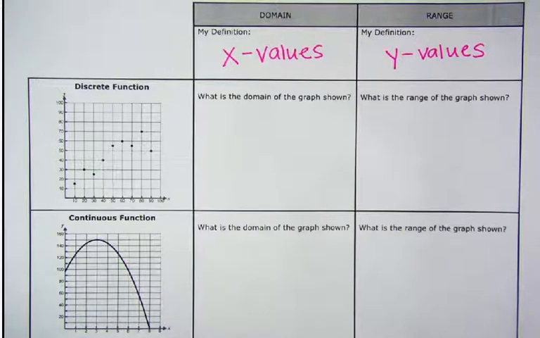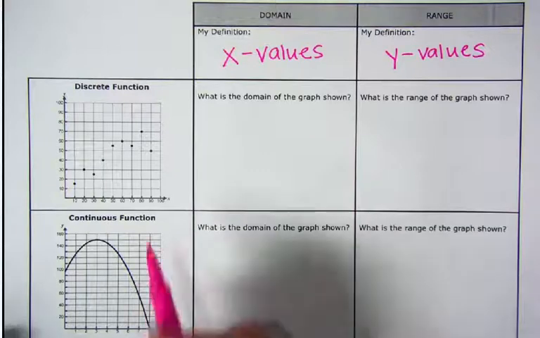Now we've talked about two different kinds of functions. We could have a discrete function, which is just a set of points, or we could have a continuous function. When you write domain and range for these, they are different. So let's look at the discrete function first.